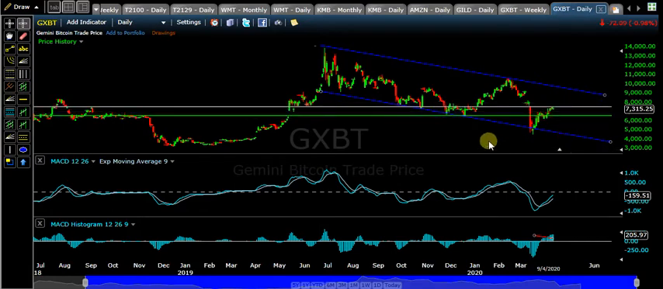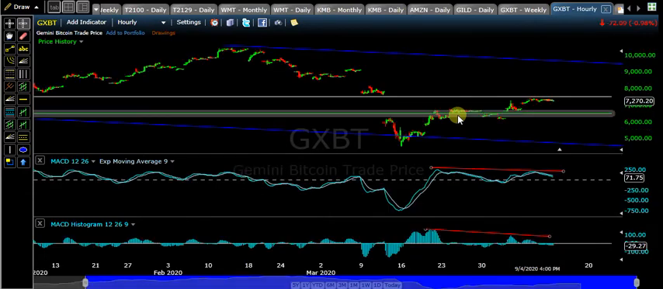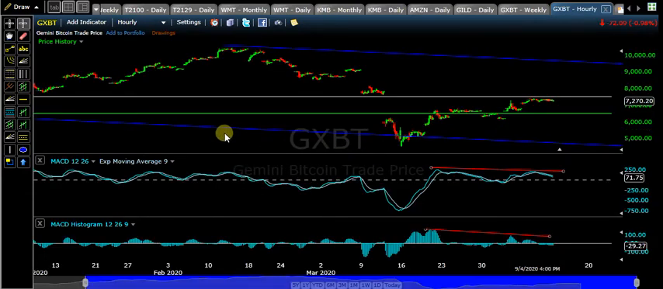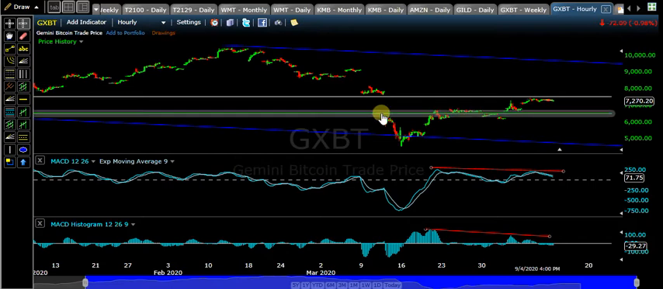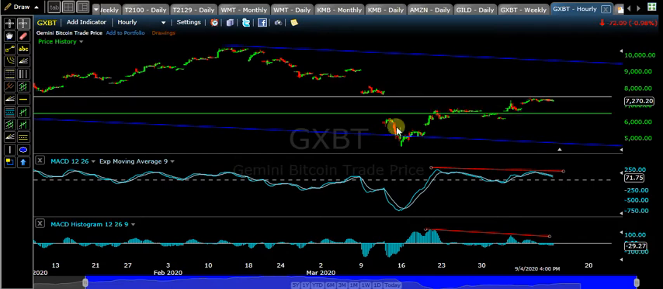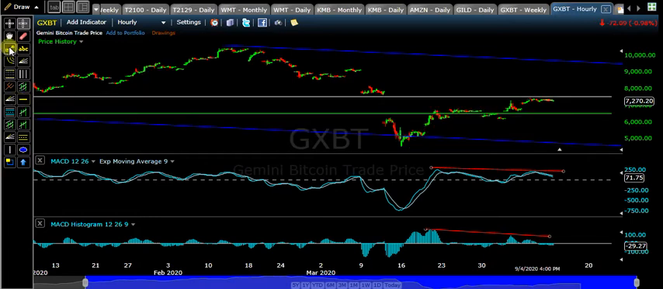So the current price action, if we take a look at the hourly chart, you can see that the price has been trapped between these two levels, the 6,500 and 7,500 level, and the price actually gapped down here. It seems like an exhaustion gap, but we'll see. And the price has then made a retracement back up.